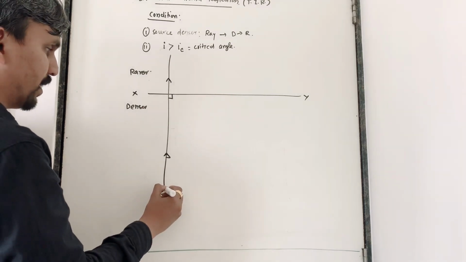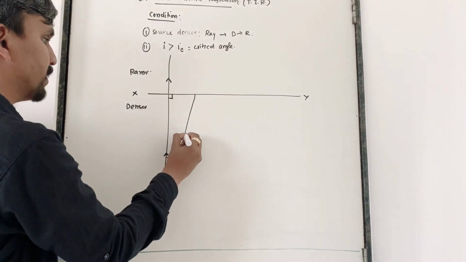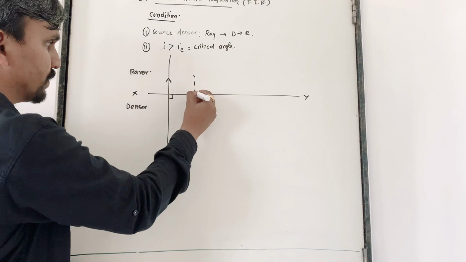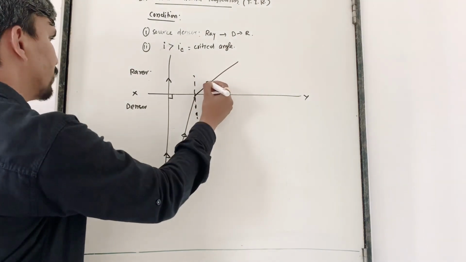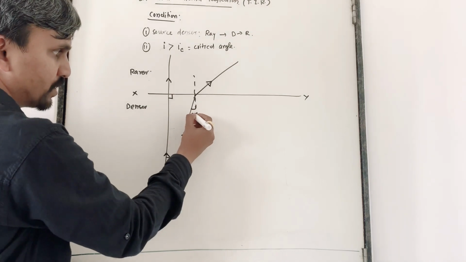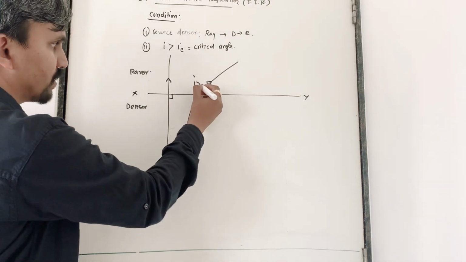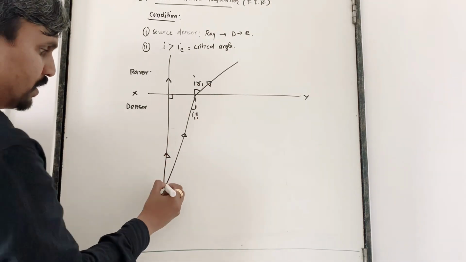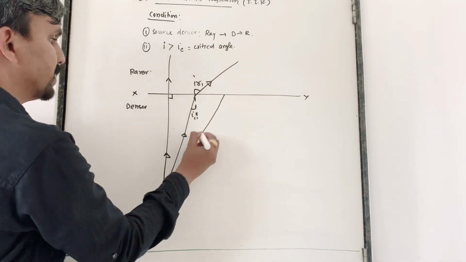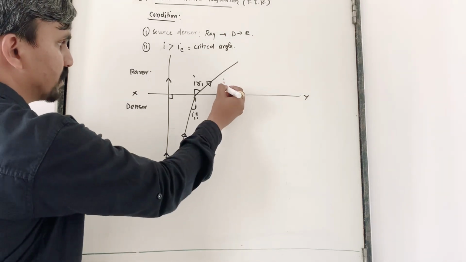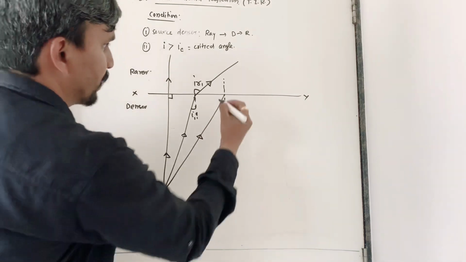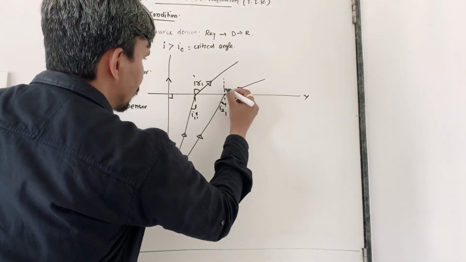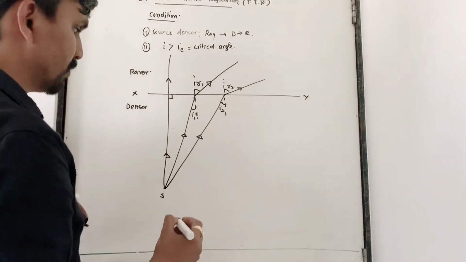Now in the second part, this is the incident ray, and this is the normal drawn. Since it is going from denser to rarer, it will bend away from the normal. So I1 is the angle of incidence and R1 is the angle of refraction. Now I will increase the angle of incidence. This is the normal, this is the angle of incidence I2, and this is the refracted ray R2.